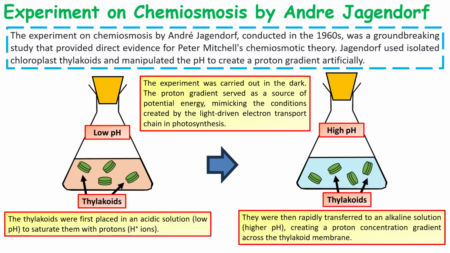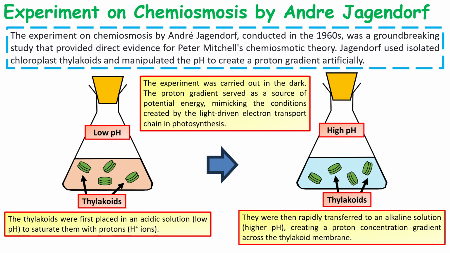The experiment on chemiosmosis carried out by Jagendorf in the 1960s provided direct evidence for the chemiosmotic theory. Jagendorf used isolated chloroplast thylakoids and manipulated the pH to create a proton gradient artificially. The thylakoids were first placed in an acidic solution to saturate them with protons. They were then rapidly transferred into an alkaline solution, creating a proton gradient across the membrane.